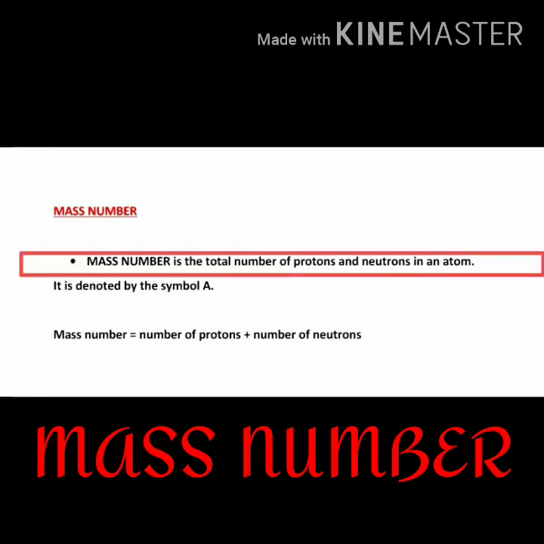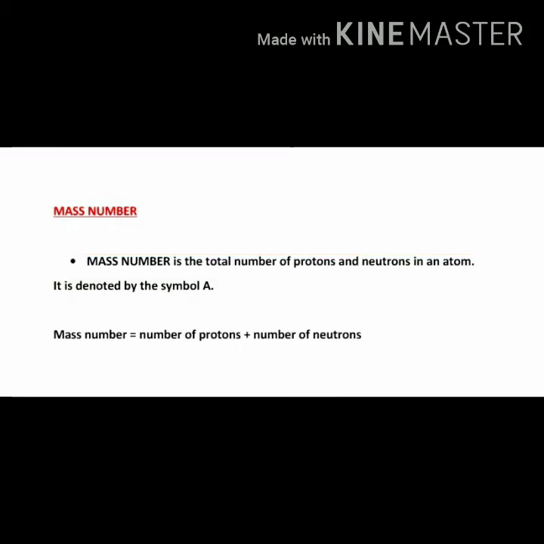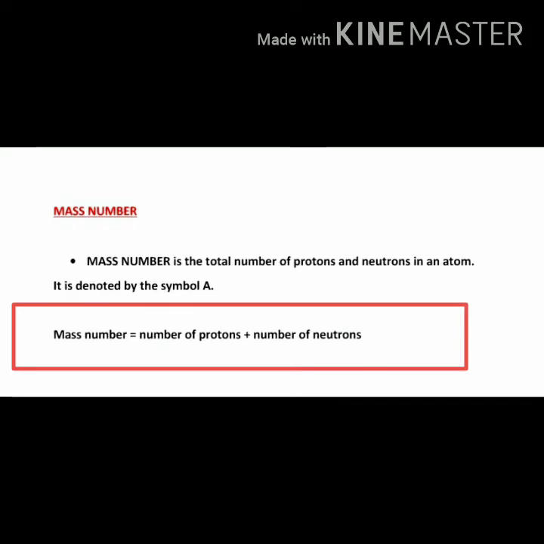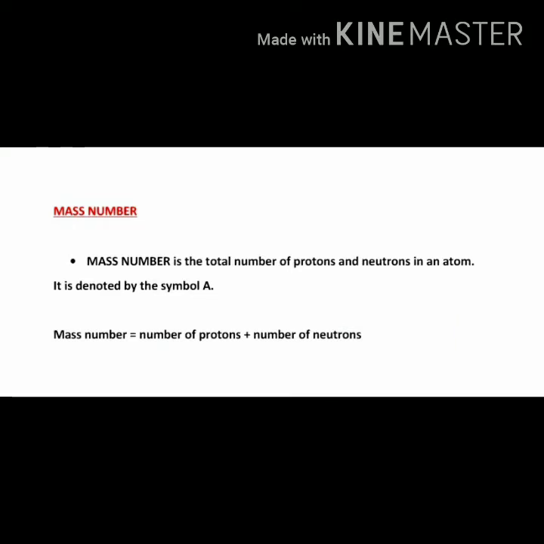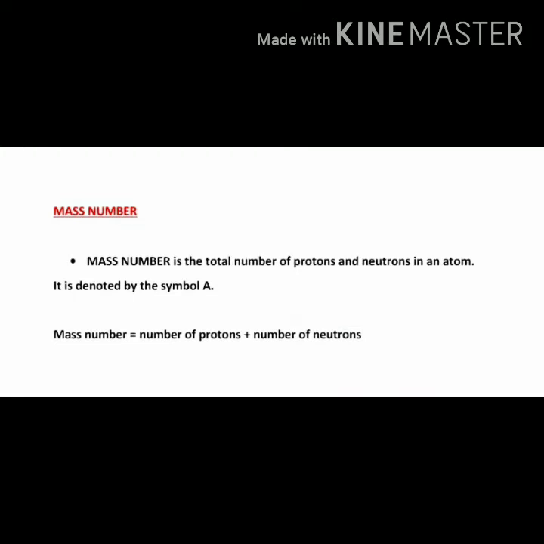Mass number is the total number of protons and neutrons in an atom. We can say protons plus neutrons equals the mass number. It is denoted by the symbol A. So mass number is equal to the number of protons and the number of neutrons in an atom.